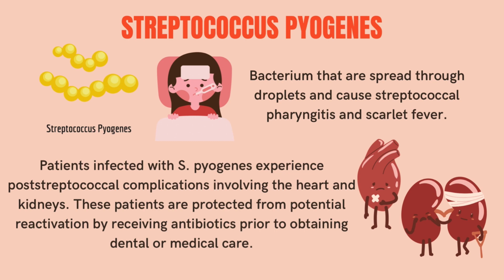Streptococcus pyogenes is a bacterium that is spread through droplets and can cause streptococcal pharyngitis and scarlet fever. Patients infected with Streptococcus pyogenes may experience post-streptococcal complications involving the heart and kidneys. These patients are protected from potential reinfection by receiving antibiotics prior to obtaining dental or medical care.